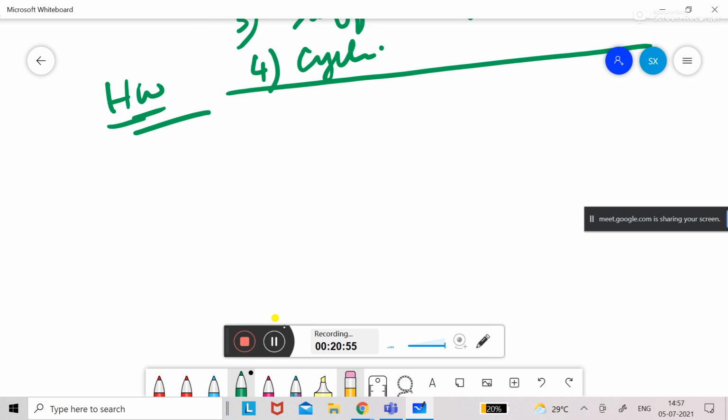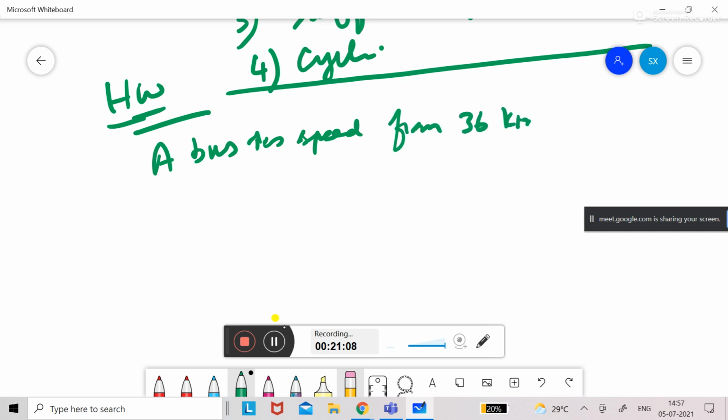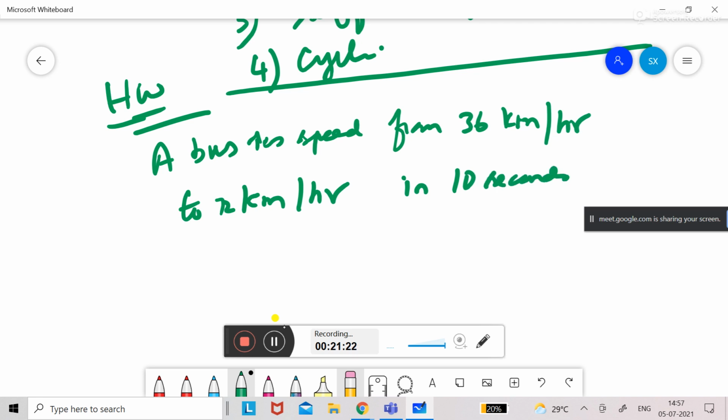A bus increases its speed from 36 km/h to 72 km/h in 10 seconds. Find its acceleration. What is the formula for acceleration?